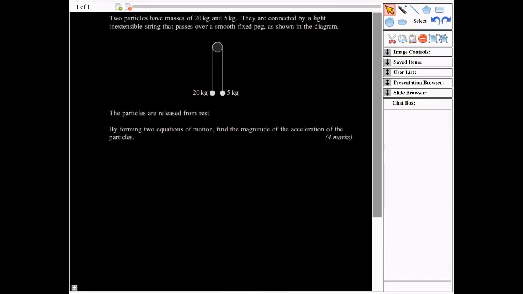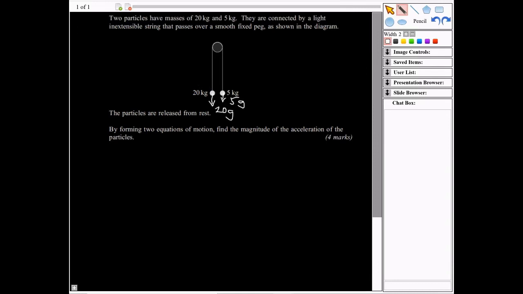Okay, so first thing I want to do is put some forces on here. There's going to be the force of gravity on this one acting downwards, which is going to be 20g. And then there's also going to be the force of gravity on this one acting downwards, which is going to be 5g. Now, the 20 is obviously going to be heavier, so it's going to accelerate downwards, whilst it's going to pull the 5 kilogram upwards.